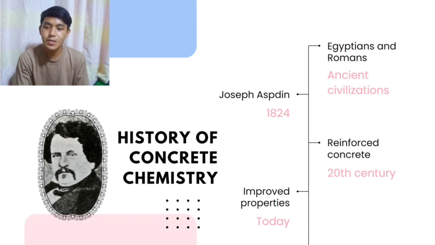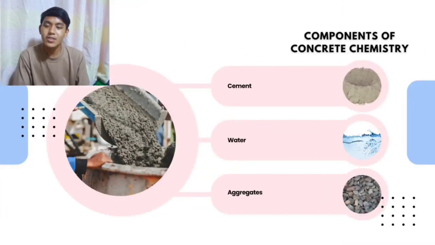Today, the chemistry of concrete continues to evolve as researchers develop new materials and techniques for producing concrete with improved properties and reduced environmental impact. Advances in concrete chemistry have led to the development of high-performance concrete, self-consolidating concrete, and other specialized materials.